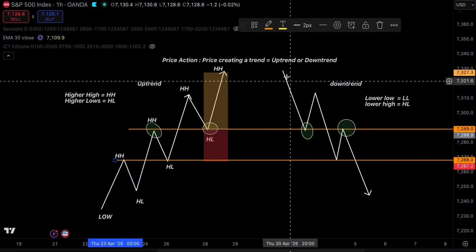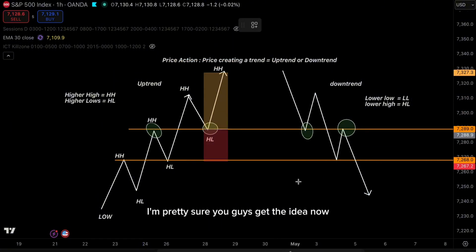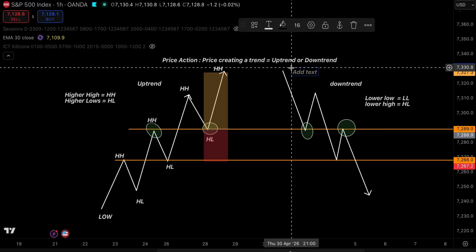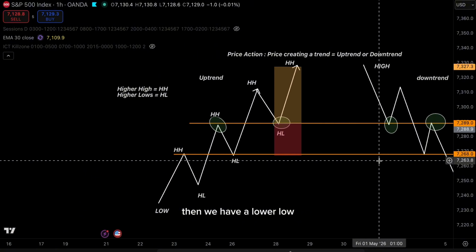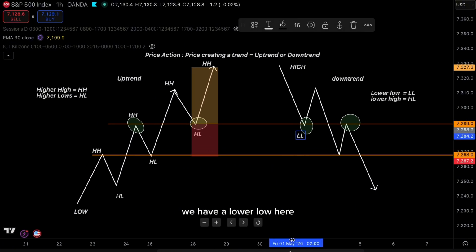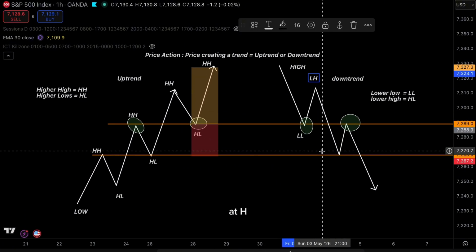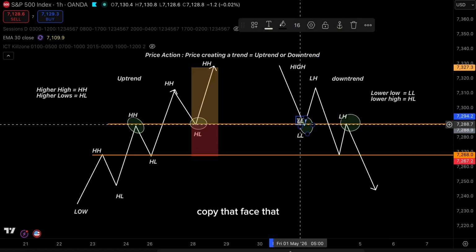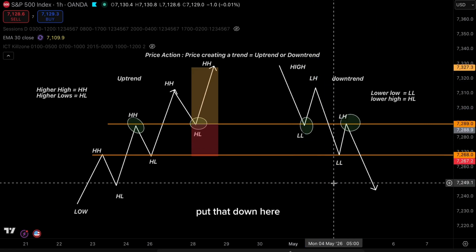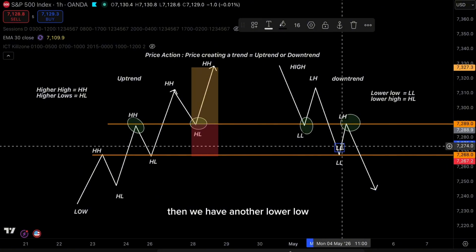For sells, it's going to be the opposite. I'm pretty sure you guys get the idea now. Up here we have a high. Then we have a lower low. We have a lower low here. Then we have a lower high. LH, let's copy that, paste that. Put that there. Copy that, paste that. Put that down here. Low, lower high. Then we have another lower low right here.